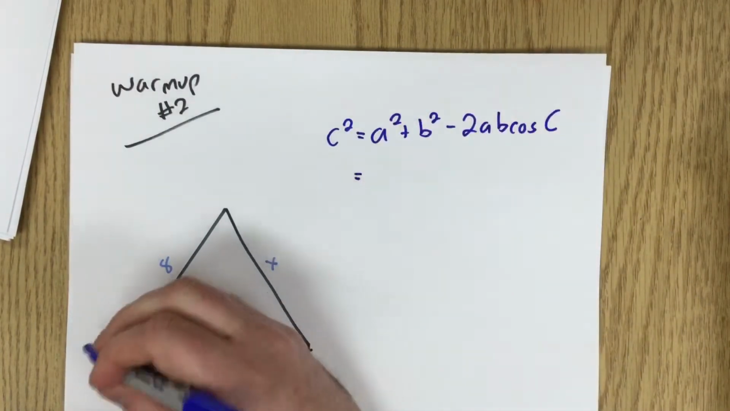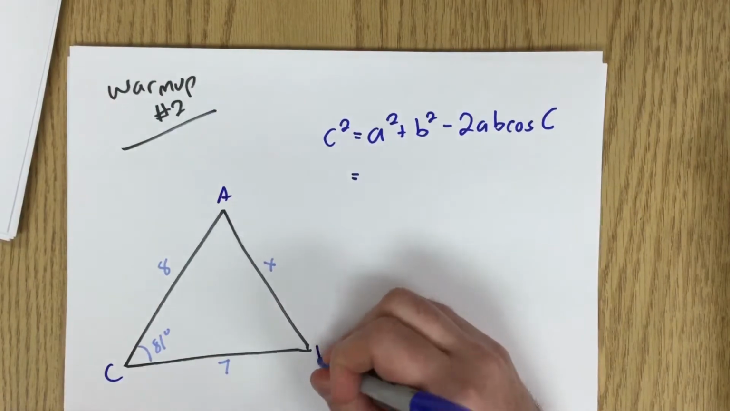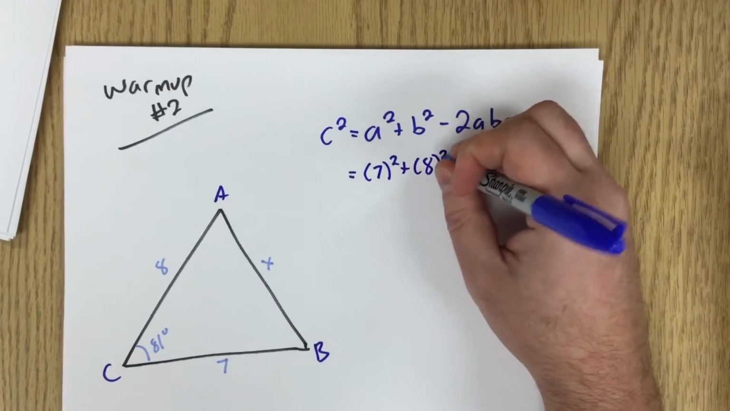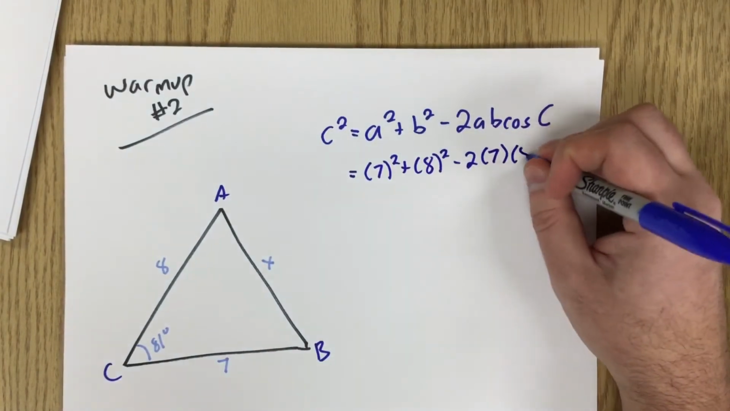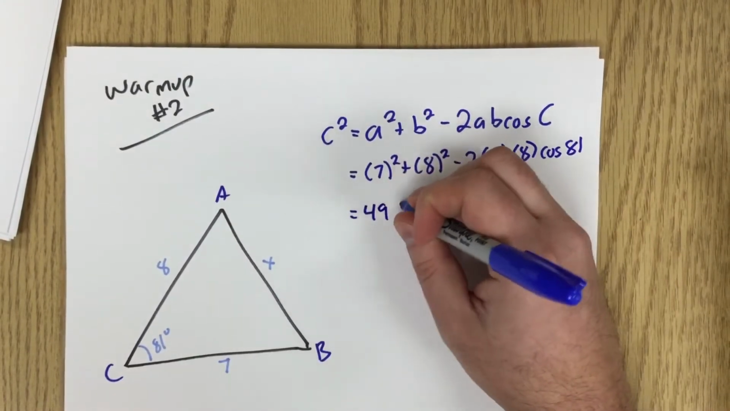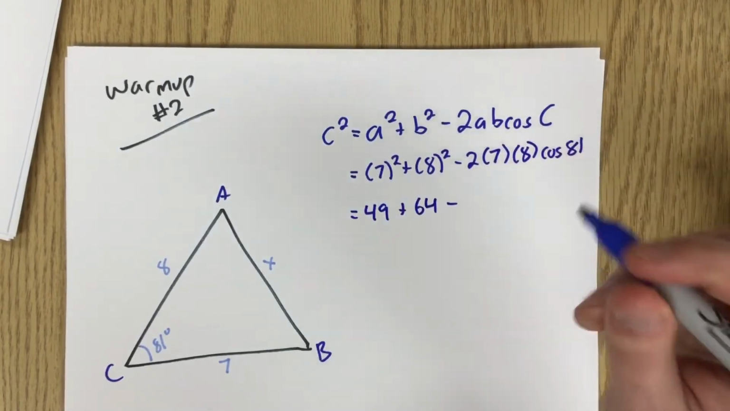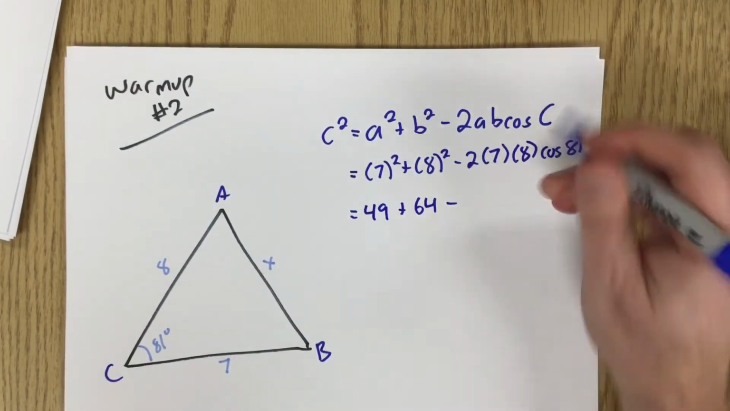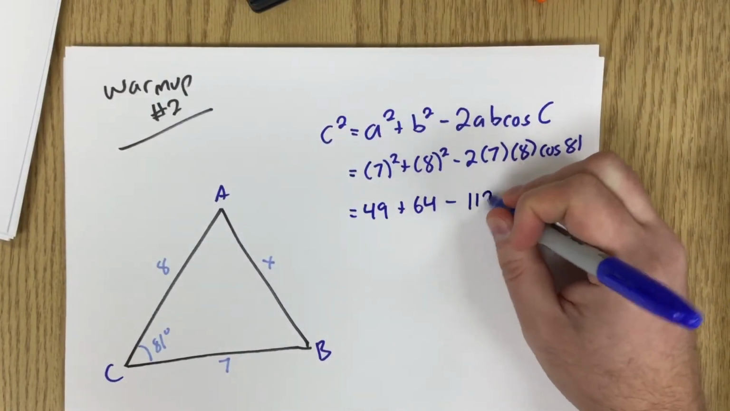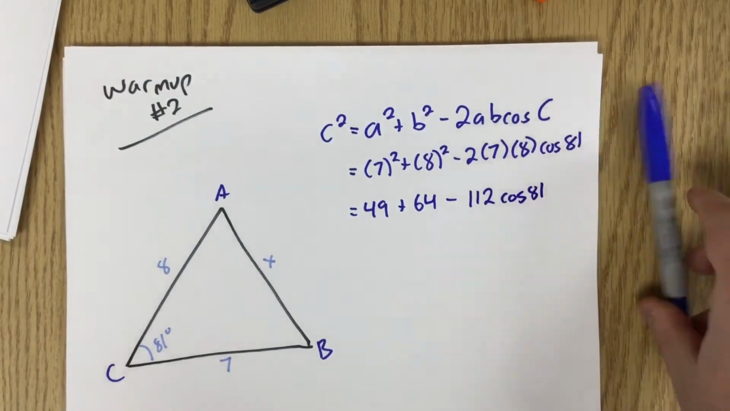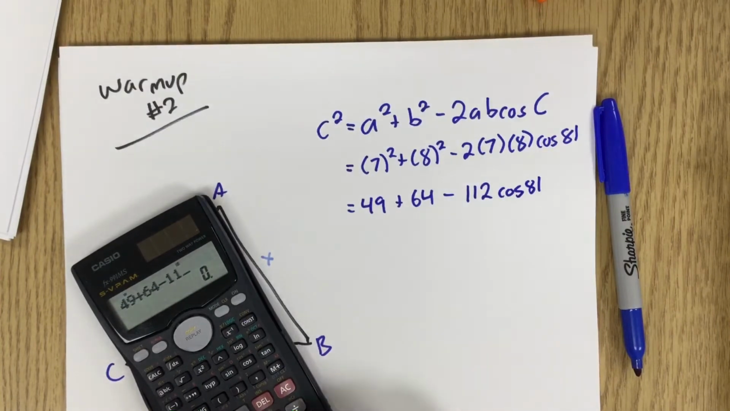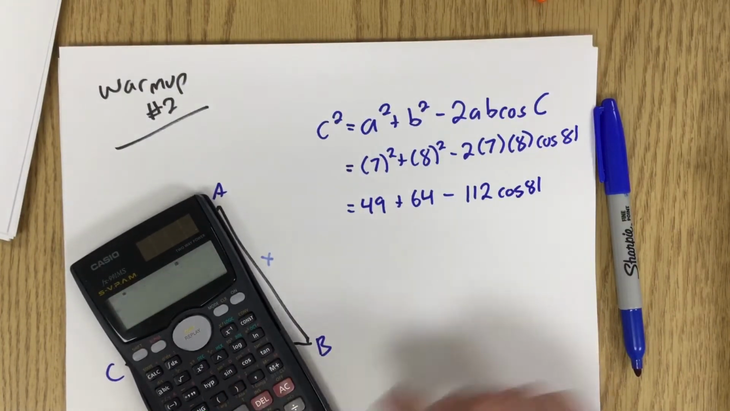So it doesn't really matter which side you do. So apparently this is side C. I'll say this is A and this is B. So it's going to be 7 squared plus 8 squared minus 2 times 7 times 8 times the cosine of 81, which is going to be 49 plus 64 minus, what's 2 times 56? 112, I think. Minus 112 cos 81. So 49 plus 64 minus 112 cos 81.